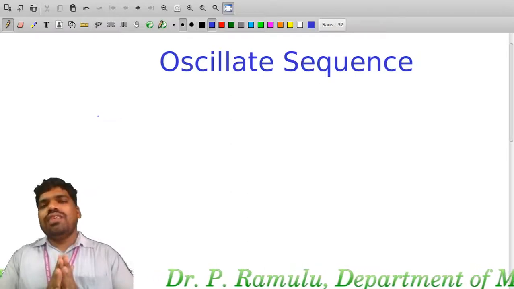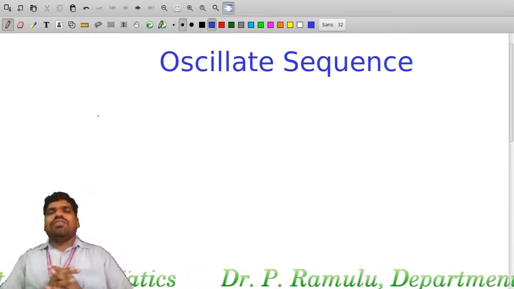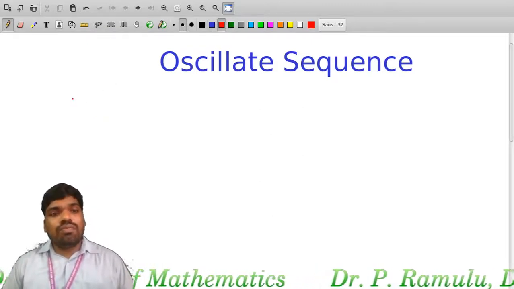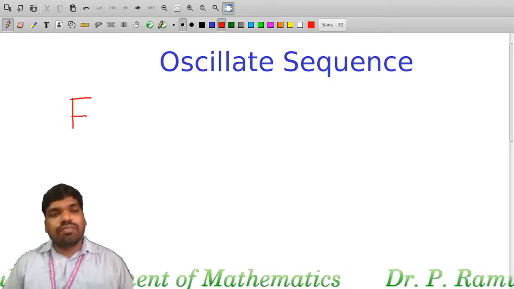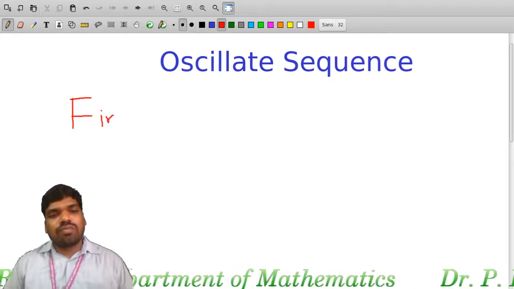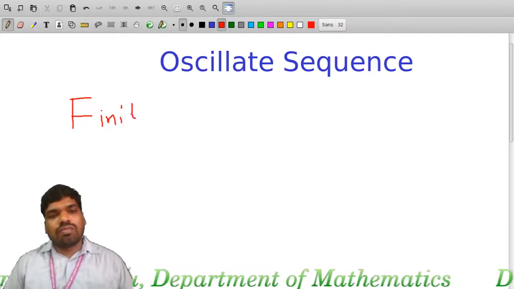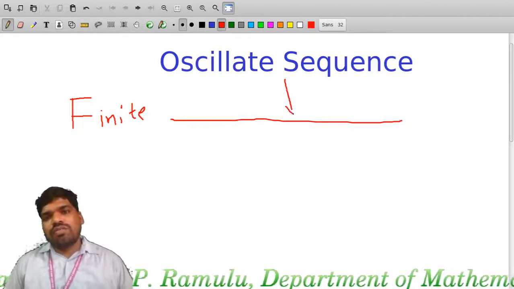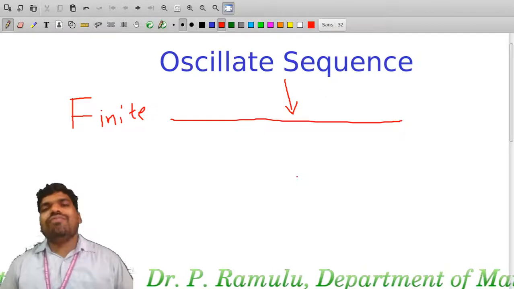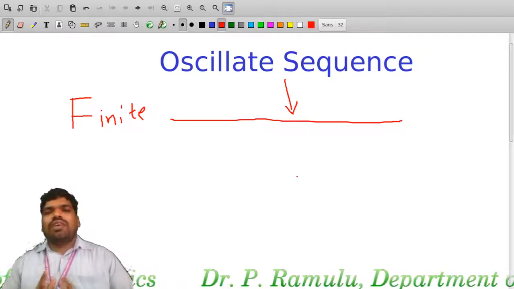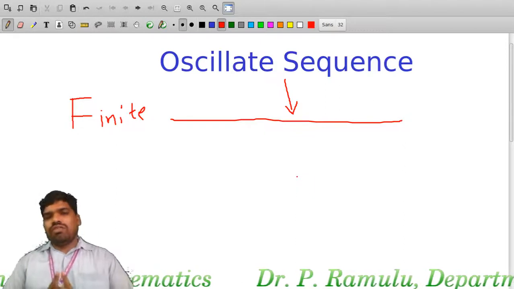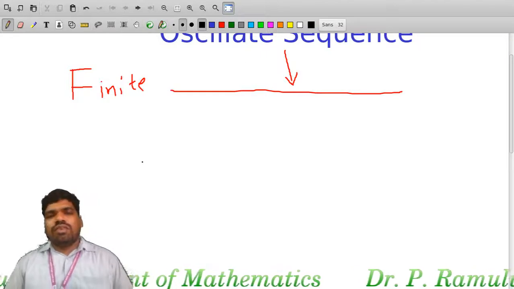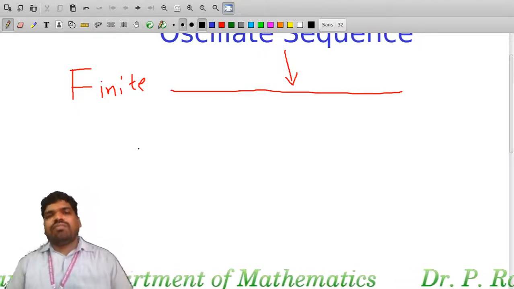Here we have finite oscillatory sequences and infinite oscillatory sequences. We have two types of sequence: one is the finite oscillatory sequence and the second is the infinite oscillatory sequence. What is a finite oscillatory sequence?